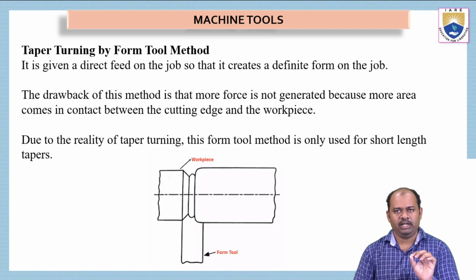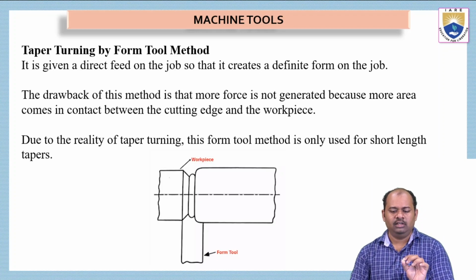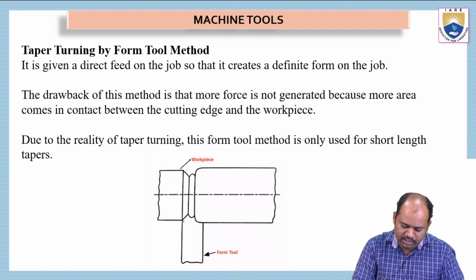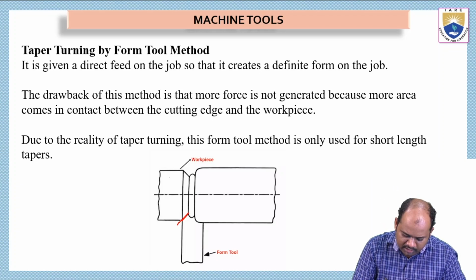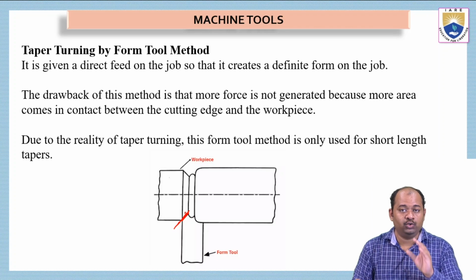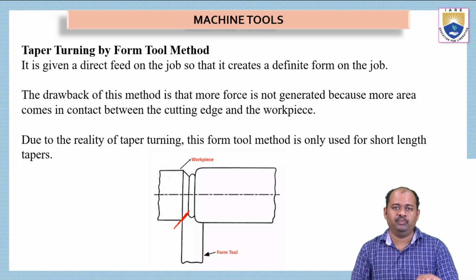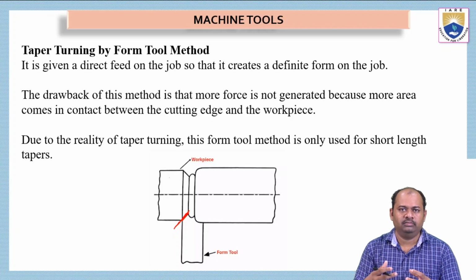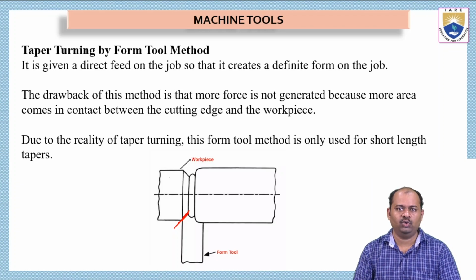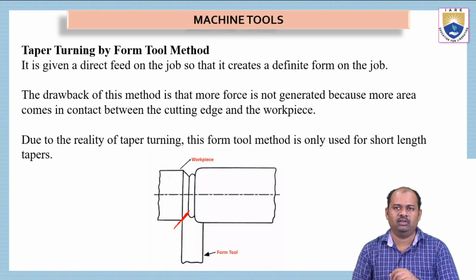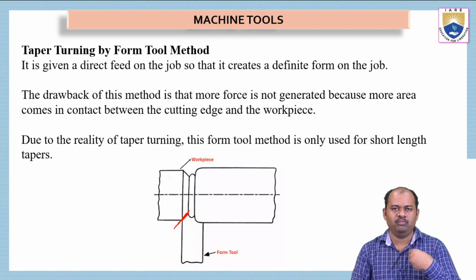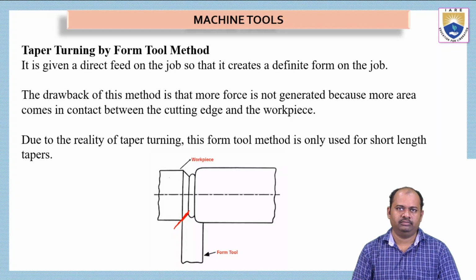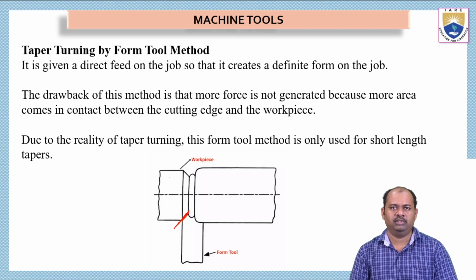So the disadvantage of this process is the cutting tool will have more surface contact area. That means, see here, this entire part should be in contact with the workpiece so that it will create more friction. So it requires more power to do this operation. We should apply more force in order to do this so that we'll get a taper turn. So this is the only drawback of this process.